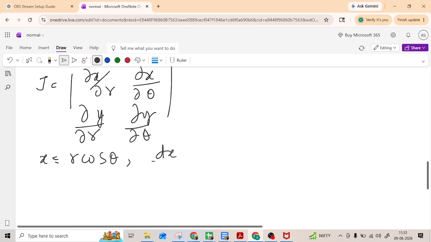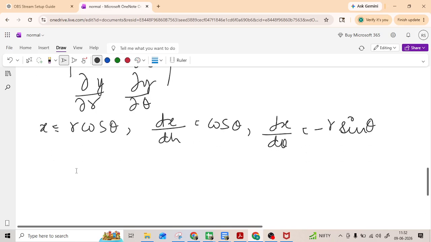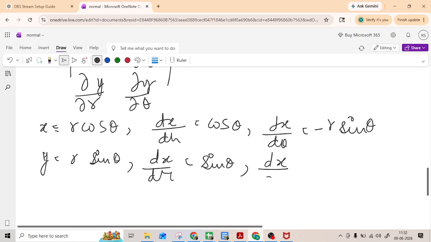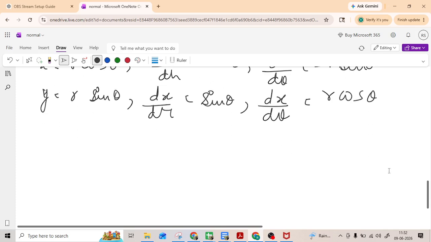So dx by dr is nothing but cos theta, and dx by d theta is nothing but minus r sin theta. Similarly, y equal to r sin theta. So dy by dr equal to sin theta, and dy by d theta equal to r cos theta. So now let's put it over here.